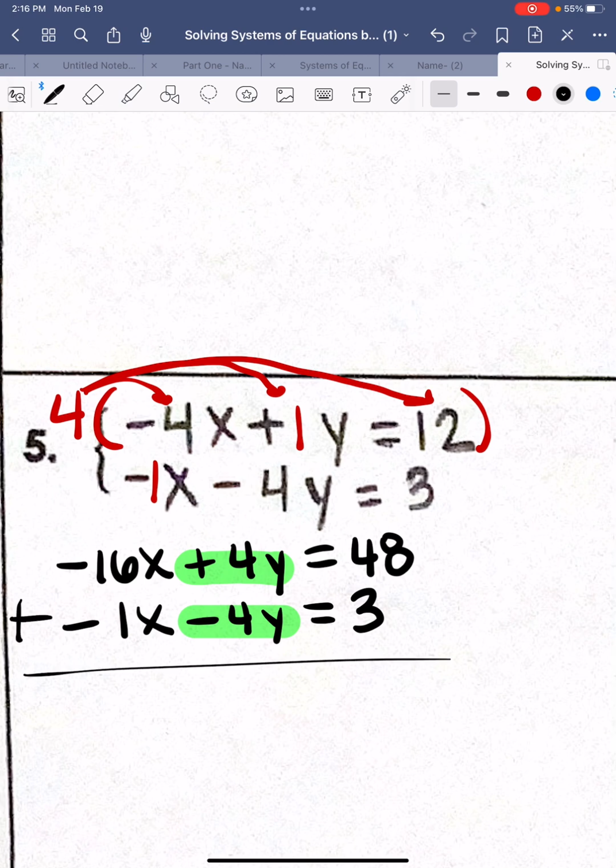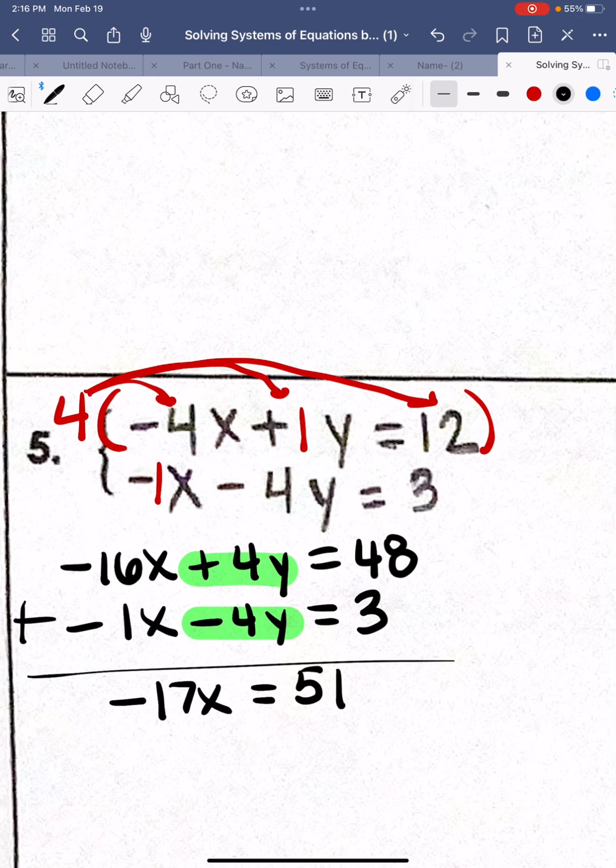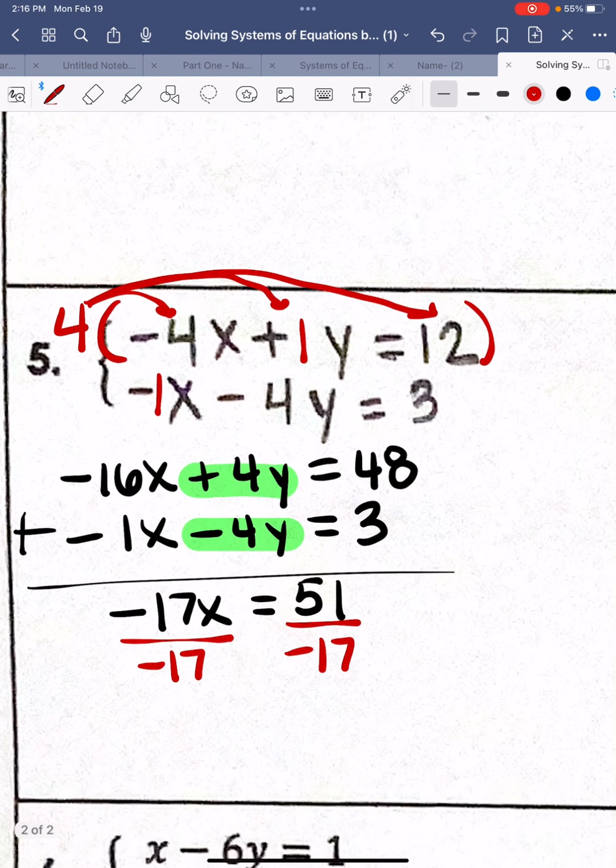So make sure again that you go top to bottom, negative 16 minus 1. You should have negative 17x. And then you would type in 48 plus 3, and that gets you an answer of 51. And to get that letter all by himself, you're going to divide. And since there's a negative, you better make sure you include that negative as well in the calculator and in your work. Again, what letter equals what number? Notice that you got x by himself, and x will equal negative, yes, a negative 3.